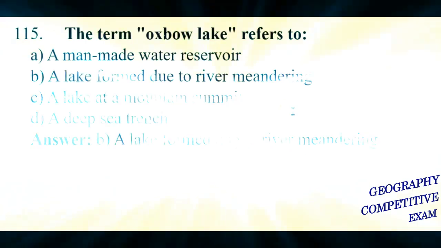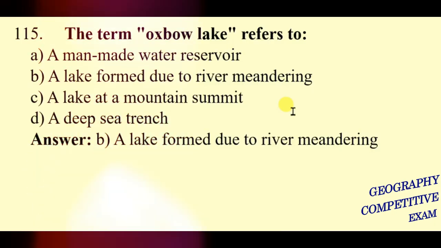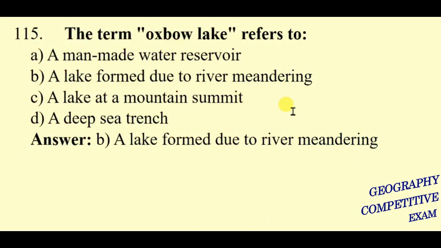Question 115. The term Oxbow Lake refers to a man-made water reservoir, a lake formed due to river meandering, a lake at a mountain summit, a deep sea trench. Here the right answer will be a lake formed due to river meandering.